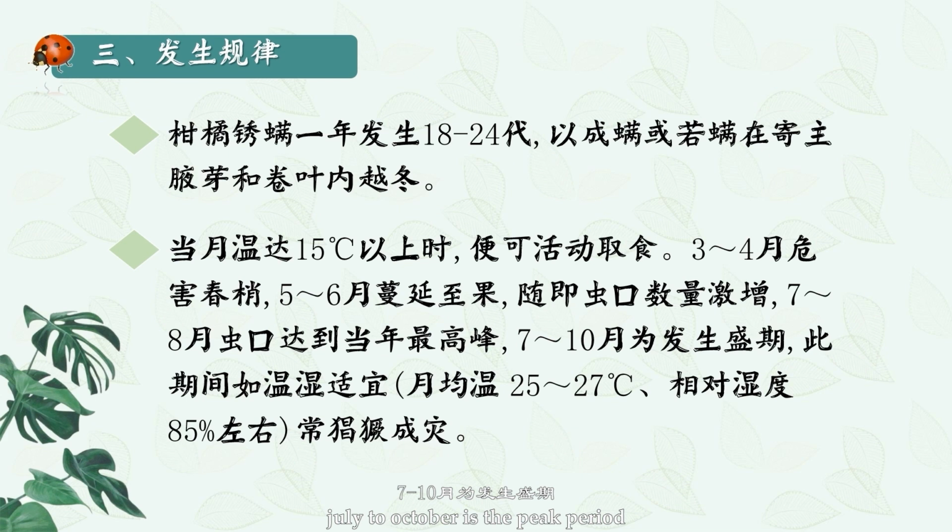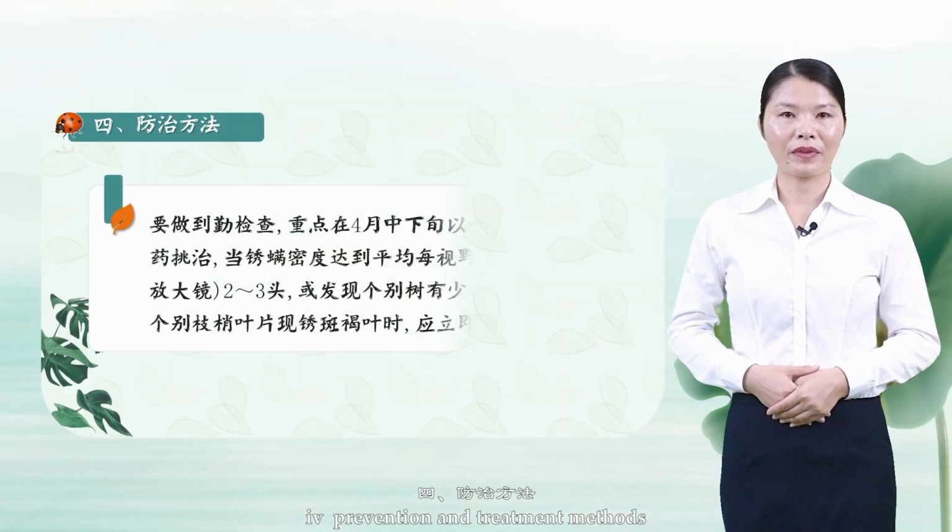July to October is the peak period, during which the temperature and humidity are suitable. The average monthly temperature is 25 to 27 degrees Celsius, and the relative humidity is about 85%, often rampant and disastrous. 4. Prevention and treatment methods.